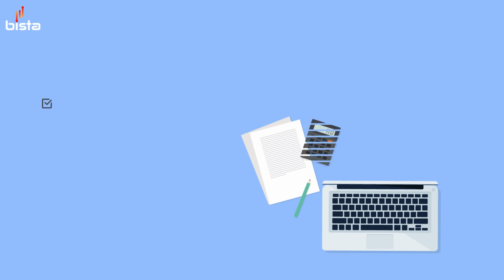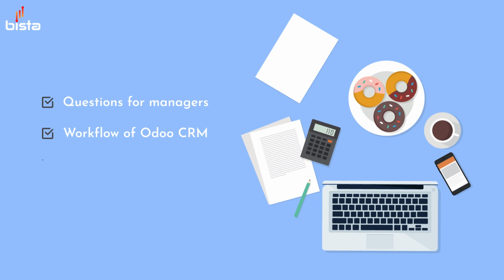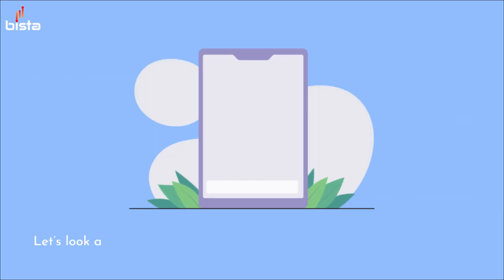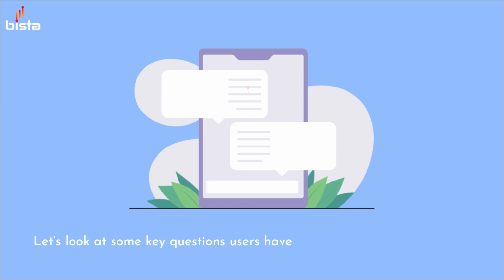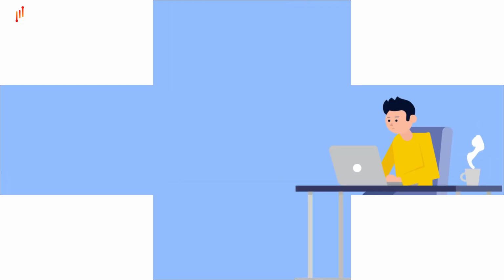We're going to walk through some questions for managers that we're going to answer. We'll go through a workflow diagram of Odoo CRM, and lastly we'll walk through an example, including a little bit of analysis based on the questions we asked. Often when people look at the CRM functionality of Odoo, they're really trying to answer some key questions that are going to help improve their business.